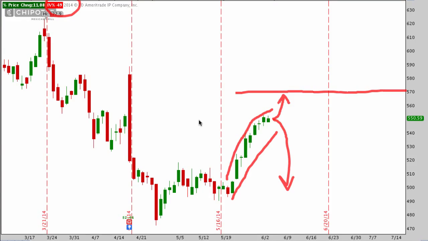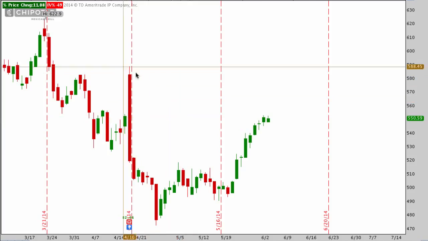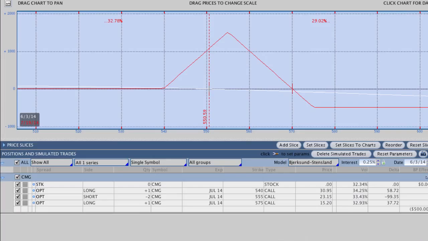Even though it is a call butterfly, we're actually directionally bearish on Chipotle going forward, and we think that the stock could at least see a little bit of negative movement here in the next couple weeks. If we go to the Analyze tab, this is what our broken wing butterfly looks like.